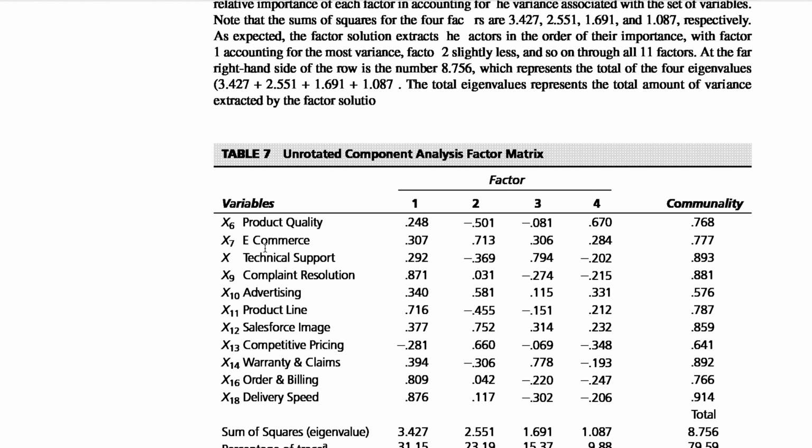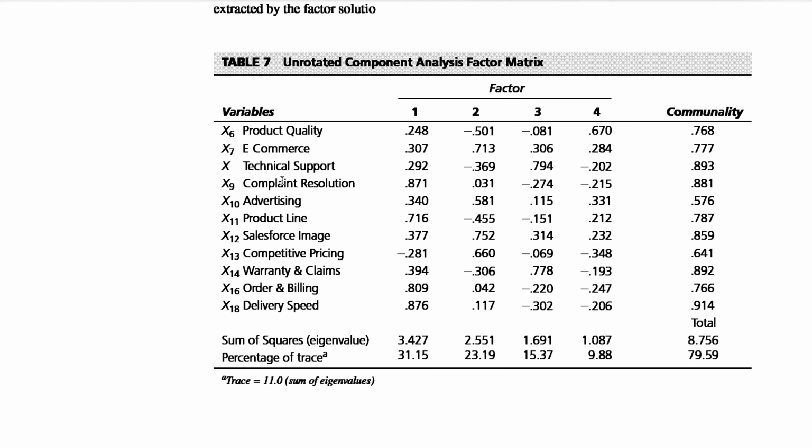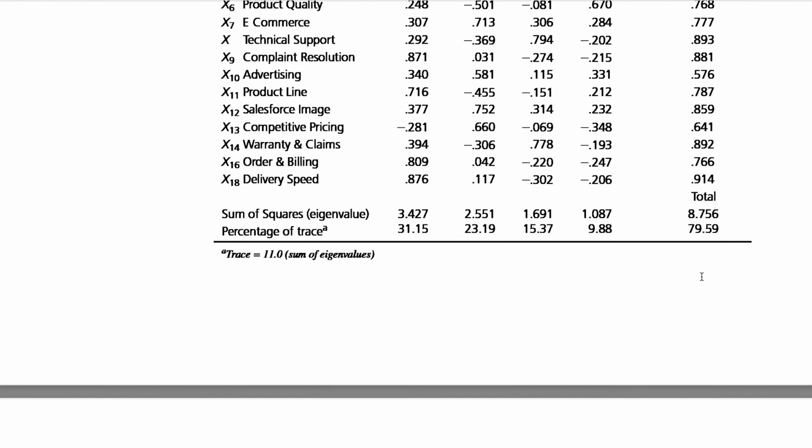Across all 11 variables, the total on the right-hand side is 8.756. This represents the total of the four eigenvalues, obtained after adding the values 3.27, 2.55 and so on. The total eigenvalue represents the amount of variance extracted by the factor solution, that is, product quality, e-commerce, technical support, complaint resolution, advertisement, product line, sales force image. These are the factors, and here are our communalities. The trace is 11.0, the sum of eigenvalues.